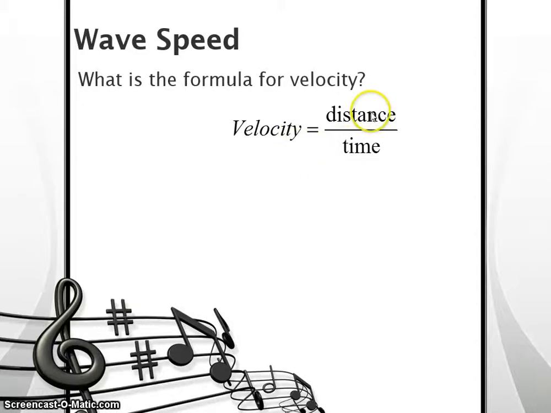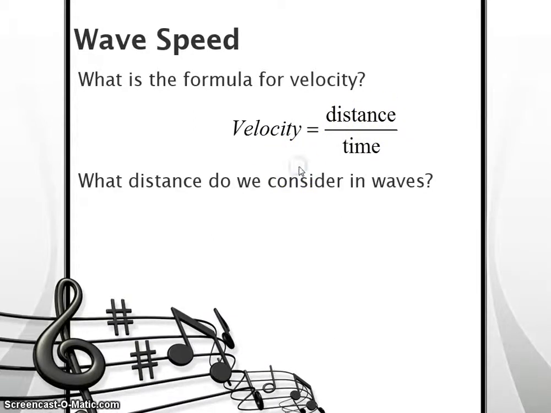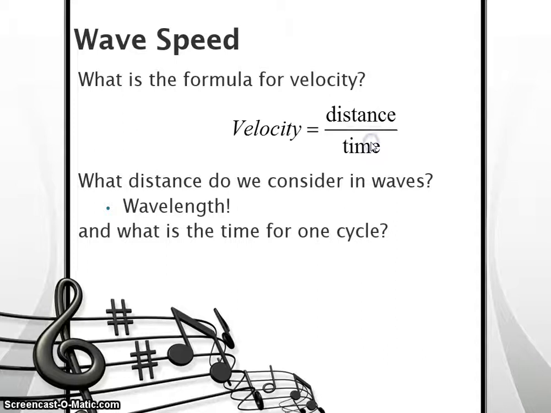And when we calculate velocity, we've always got distance over time. So what length, what distance do you think we're going to use in the numerator here? And of course, it's going to be wavelength. What about for time? Well, we can use period there. So the time for one cycle is a period. We have another alternative, okay?